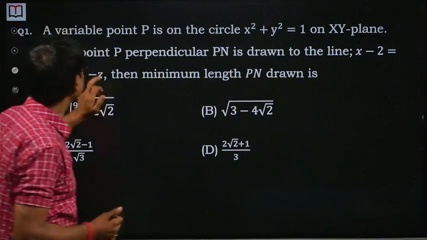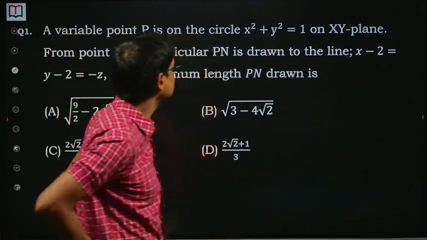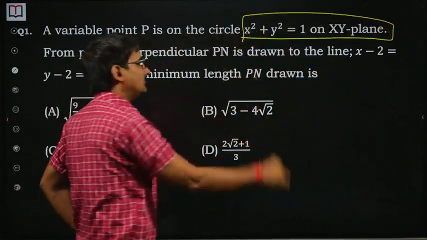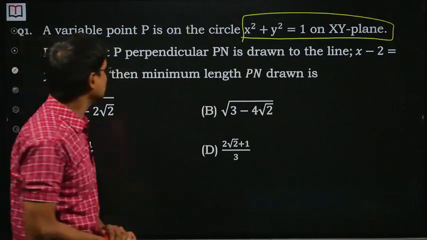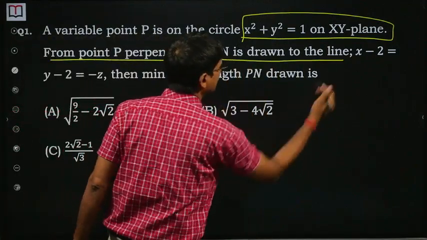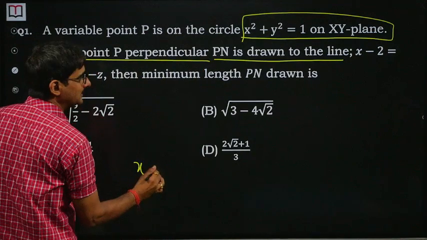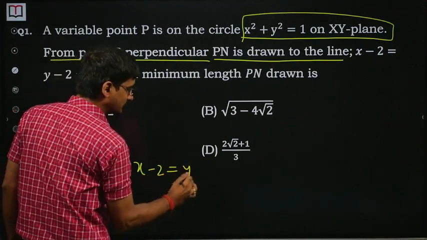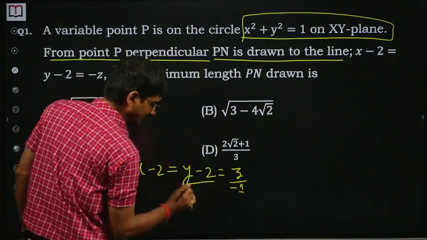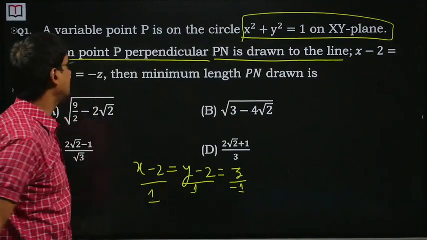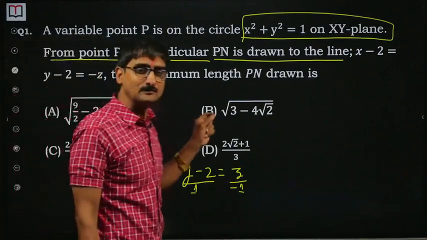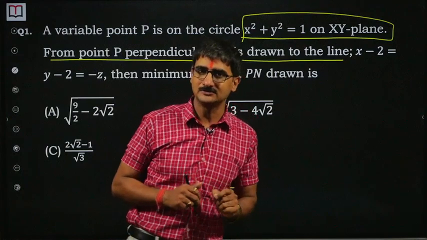So the first question here is, a variable point P is on the circle on the xy plane. On the xy plane there is a circle, x square plus y square is equal to 1. A variable point P is on that. From point P, perpendicular PN is drawn to the line. The equation of the line is (x minus 2) is equal to (y minus 2) is equal to z over minus 1. A perpendicular PN is drawn to the line, then the minimum length of PN is?